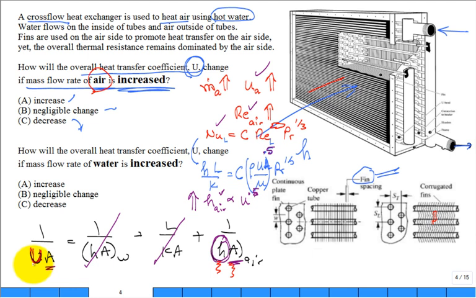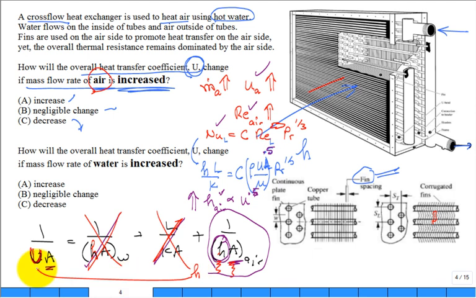Especially if this is the dominant term, which it often is. This term not only is constant, it's negligible in the equation. And not only is the H so large for the water side, that makes that term negligible, such that it's a 1-to-1 increase. If H goes up by a factor of 2, U goes up by a factor of 2.